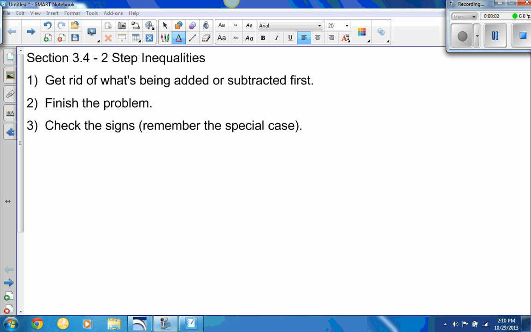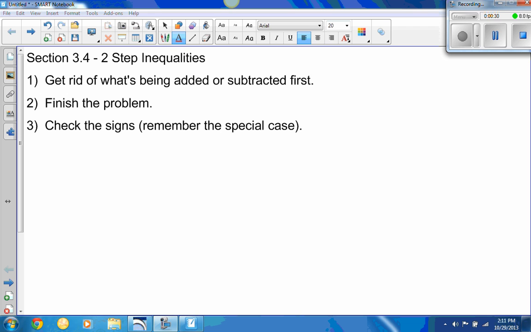Hello, 7th graders. Your video for the next section is 3.4 out of the book, which is dealing with how to solve two-step inequalities. And again, the steps that we're going to use to solve these are the same steps that we would use to solve the two-step equations that we did last chapter. And the only thing that you need to remember is that special case that we talked about today.